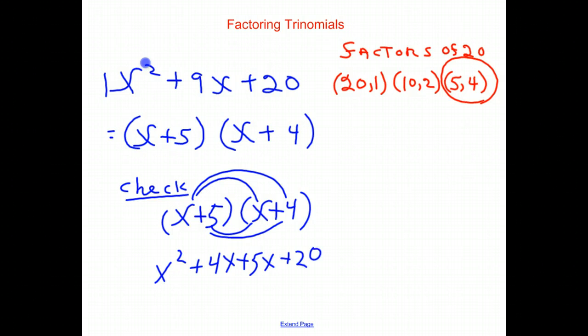Once again, we'll add like terms. Notice 5 and 4 were our two factors. We have to add them because the sum has to be 9. And sure enough, it is. And 5 times 4 was 20. And therefore, this is equal to our original. And we know our answer was correct.